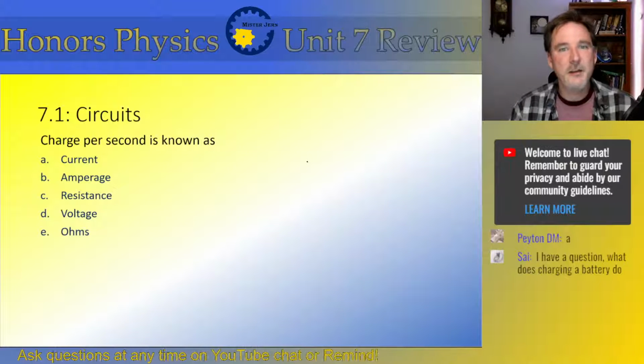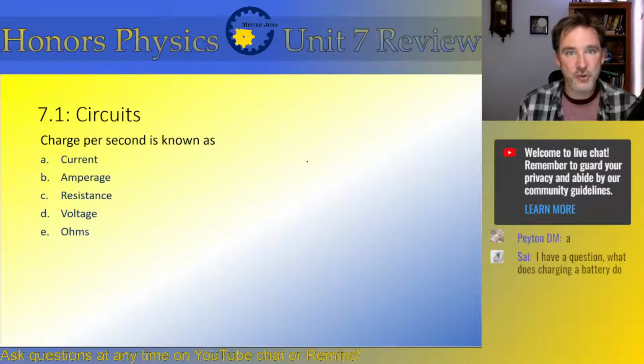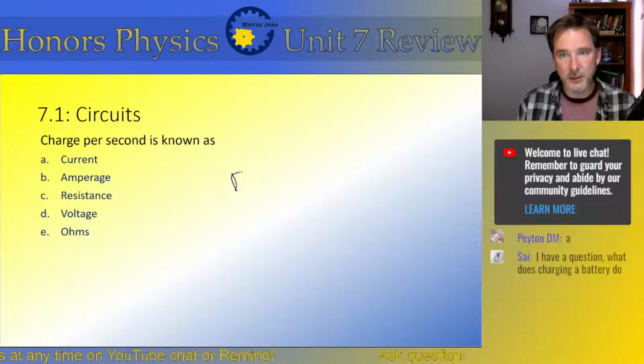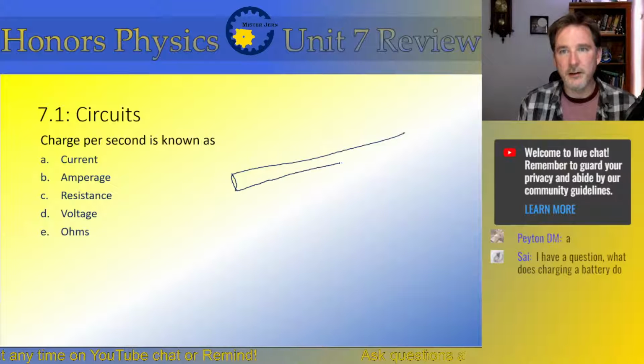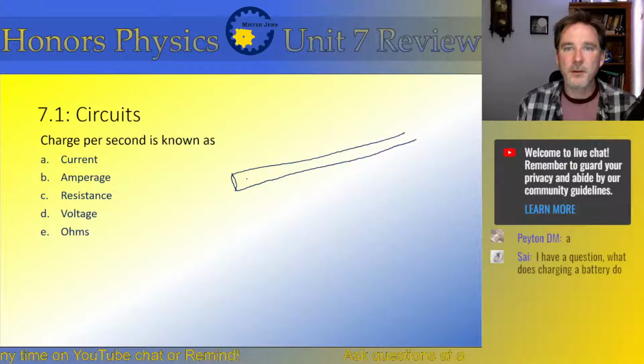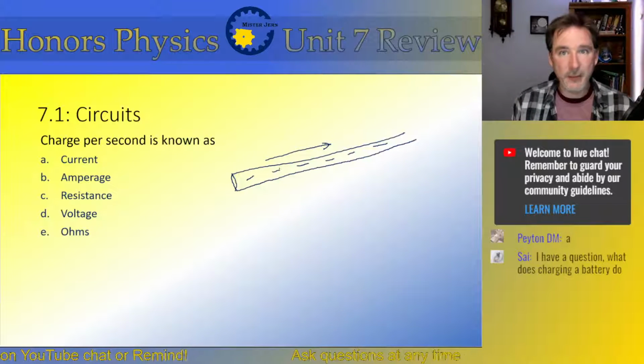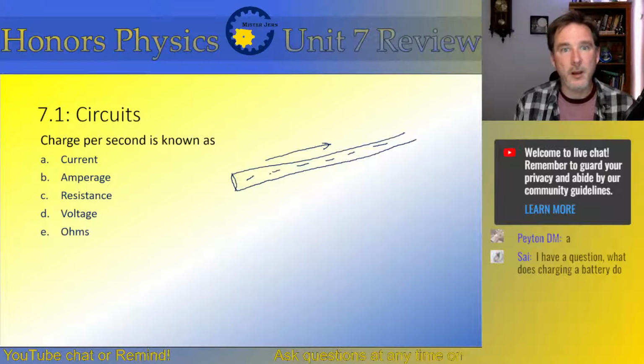All right. Charge per second is known as what? That's a little bit deep in the weeds here, but charge per second is talking about how many charges are going by in a wire. So here's a wire. Woo, okay, I didn't mean to go diagonal, but I did. The charges going by in a second through the wire. If you were to count them as they move by, what do you call that?